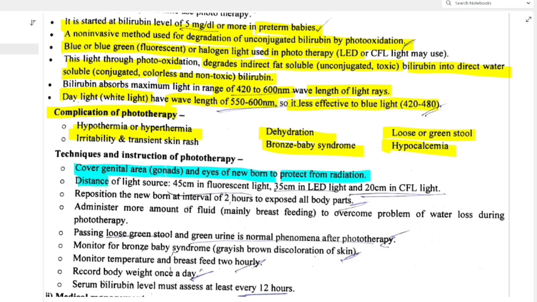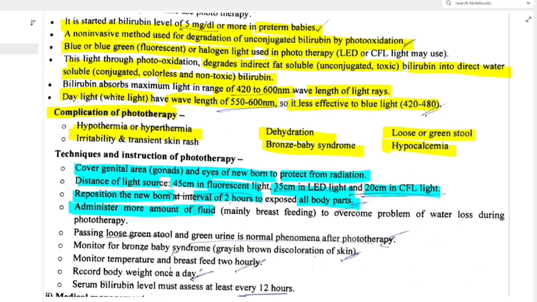Now the distance of the light source should be 45 cm in fluorescent light, 35 cm in LED light, and also 20 cm in CFL light. So what will be the distance between the light and the baby? It is 45 cm for fluorescent light, 35 cm in case of LED light, then 20 cm if it is CFL light. Then reposition the newborn at an interval of 2 hours to expose all body parts. Fine.